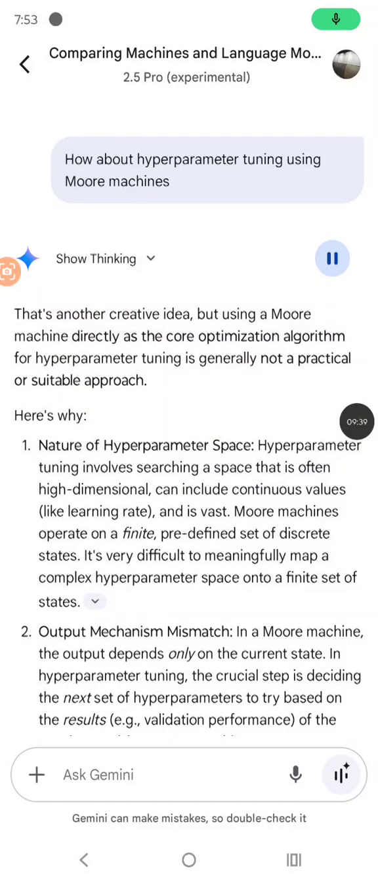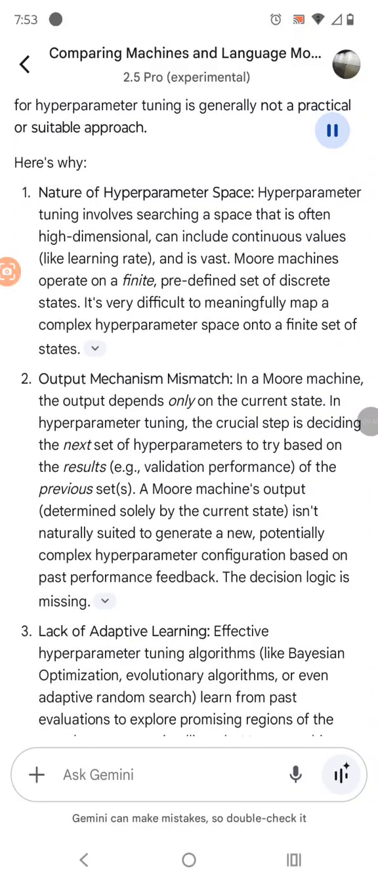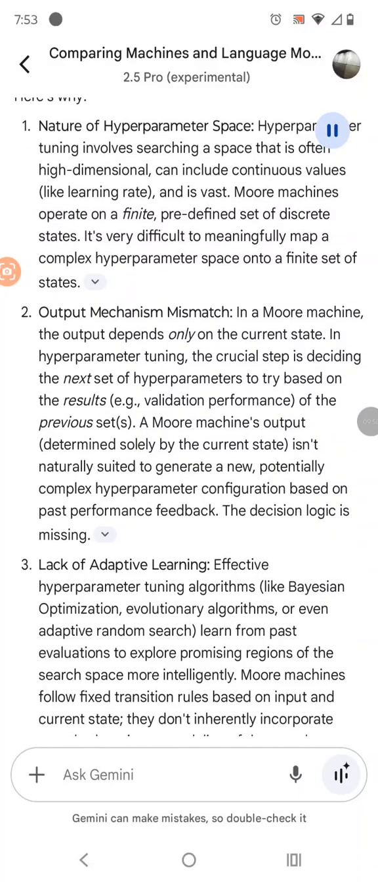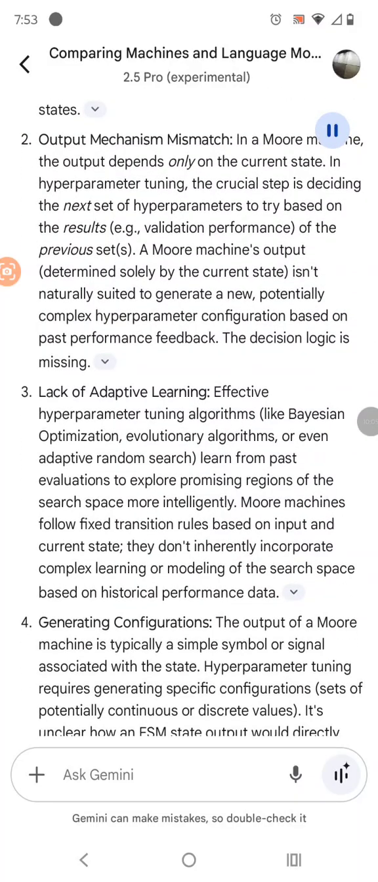creative idea, but using a Moore machine directly as the core optimization algorithm for hyperparameter tuning is generally not a practical or suitable approach. Here's why. 1. Nature of hyperparameter space. Hyperparameter tuning involves searching a space that is often high-dimensional, can include continuous values like learning rate, and is vast. Moore machines operate on a finite, predefined set of discrete states. It's very difficult to meaningfully map a complex hyperparameter space onto a finite set of states.